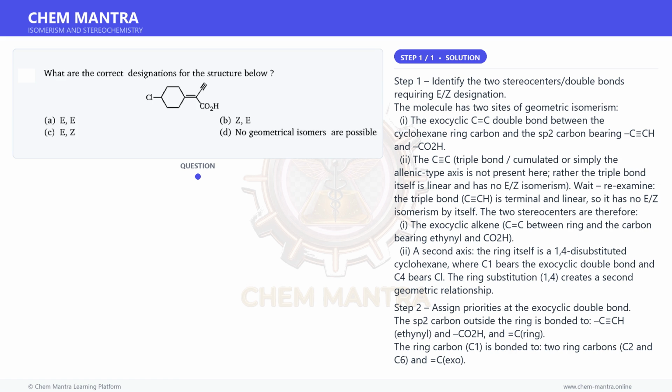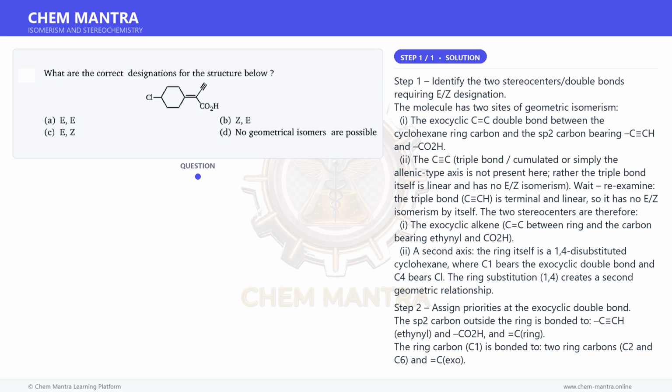The two stereocenters are therefore: 1. The exocyclic alkene, C=C between the ring and the carbon bearing the ethynyl and CO2H. 2. A second axis: the ring itself is a 1,4-disubstituted cyclohexane, where C1 bears the exocyclic double bond and C4 bears Cl. The ring substitution, 1,4, creates a second geometric relationship.